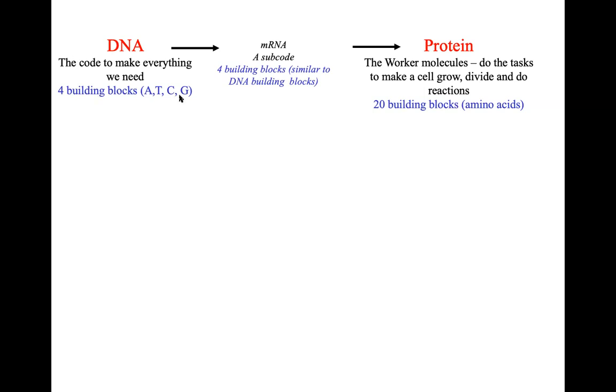That DNA is built up of 4 building blocks, which are called ATCG, but we're not going into that. From that, a smaller subcode is made, but I'm not going to talk about this in detail. This is called messenger RNA, has similar, although slightly distinct building blocks. And this code is used to make proteins. And proteins can be thought of as the worker molecules of the cell, although sometimes they're structural molecules, but they do the tasks that help to make the cell grow, divide, and do all its chemical reactions. And these are made up of 20 building blocks.